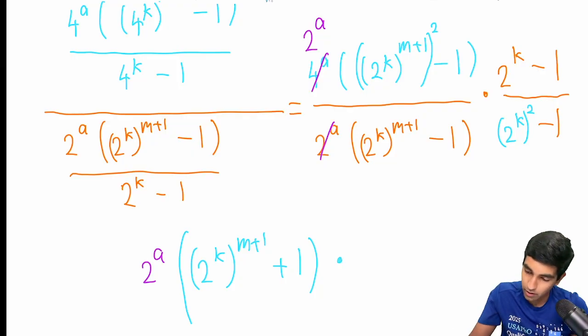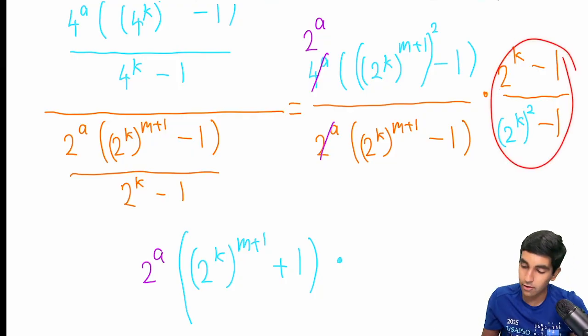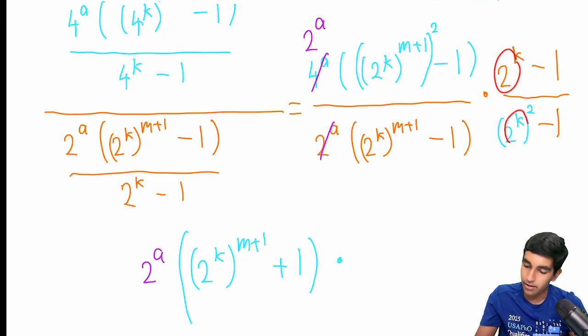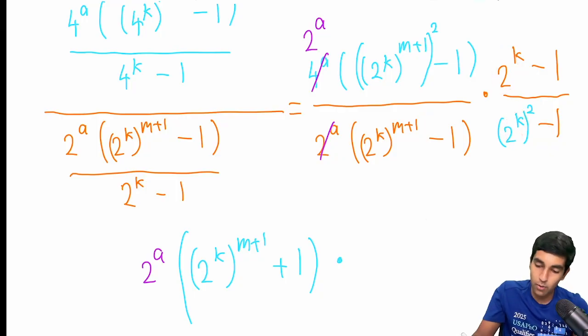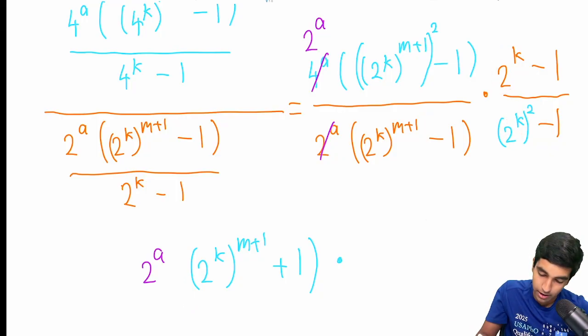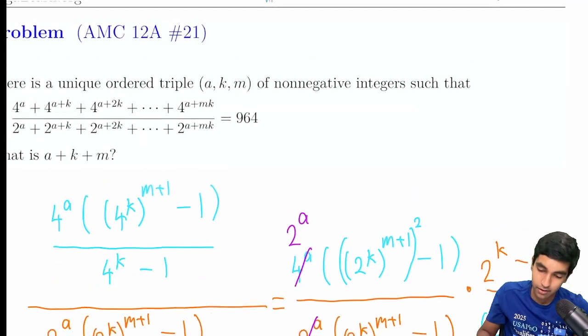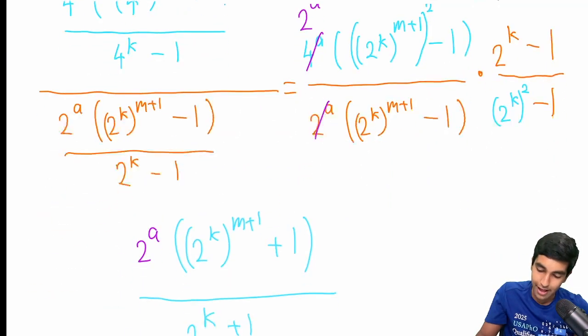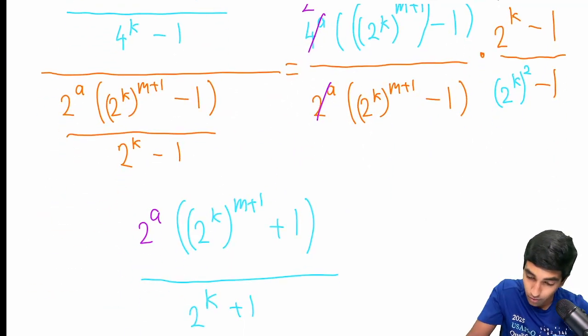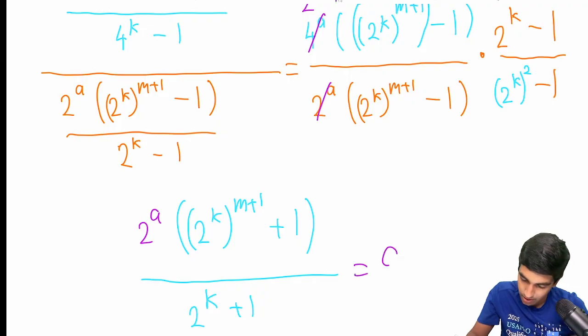And similarly over here, we have the same exact structure: something minus 1, something squared minus 1. That's equivalent to just writing in the denominator 2 to the k plus 1. So wow, isn't that so much neater? We converted this to this, and now of course we have our 964. We can't forget about 964.